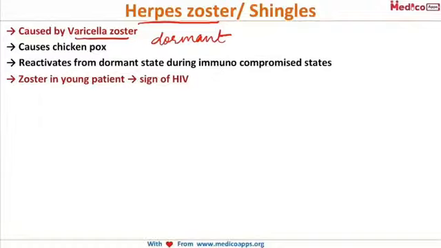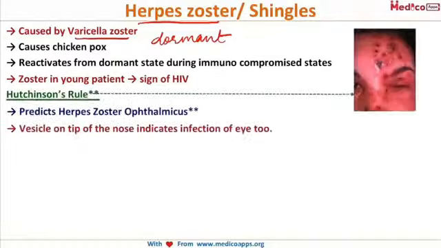Certain people such as the old people or those with cancer chemotherapy going on are obviously immunocompromised. However, if herpes zoster occurs in a young patient, you should immediately think about HIV. Now, an important and very famous question, very frequently asked in your exams, is the Hutchinson's rule.